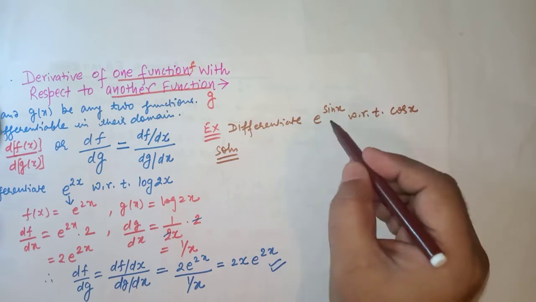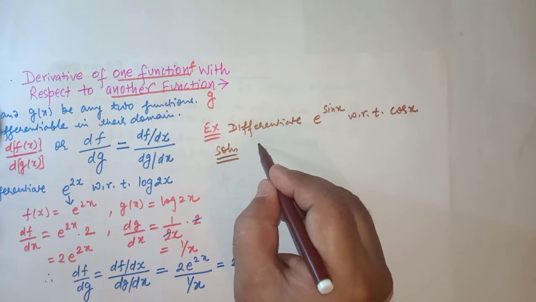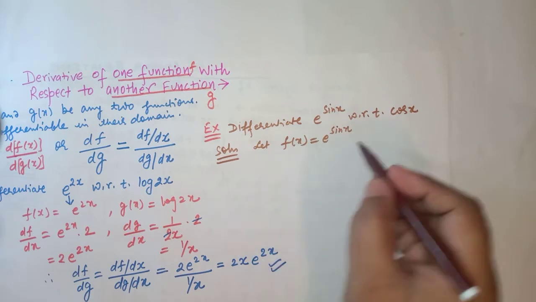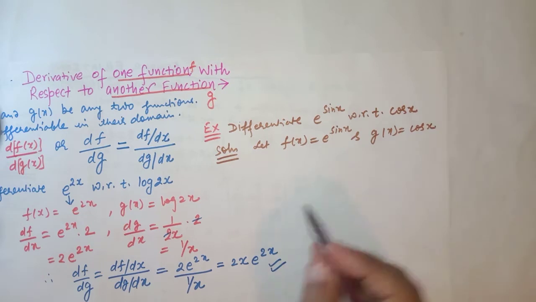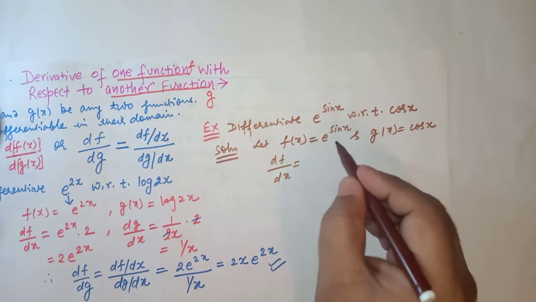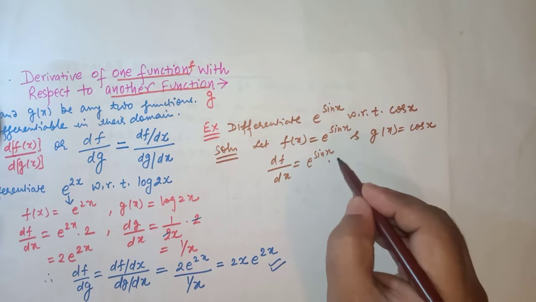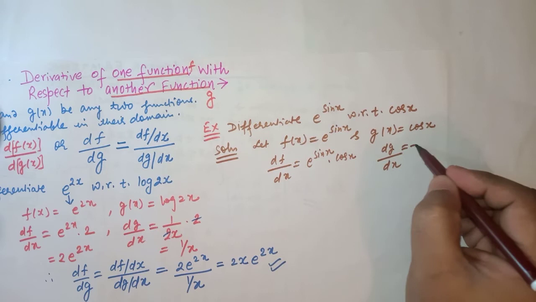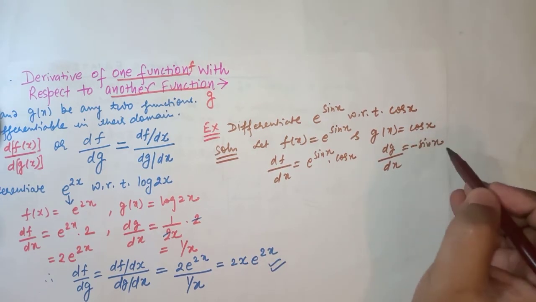Let us take one more example. Here we have to differentiate e raised to sin x with respect to cos x. So we will assume f(x) is equal to e raised to sin x and g(x) is equal to cos of x. Now find the derivative of f with respect to x. So this is e raised to sin x, and the derivative of sin x is cos x. Similarly, the derivative of g with respect to x is minus of sin x, because the derivative of cos x is minus sin x.